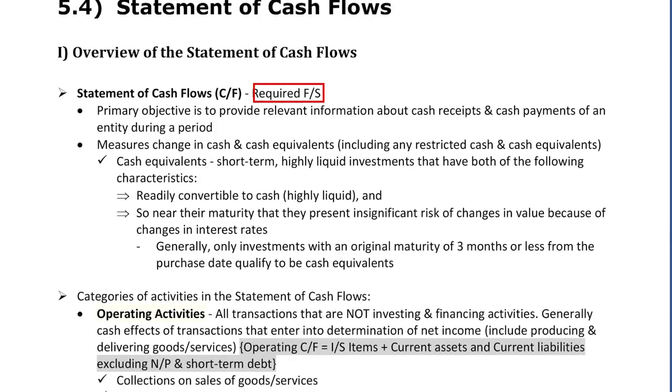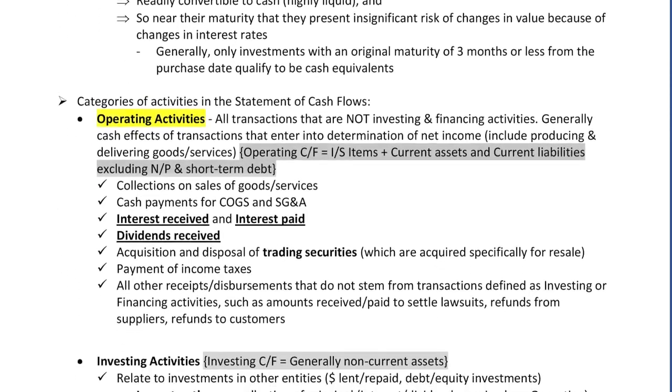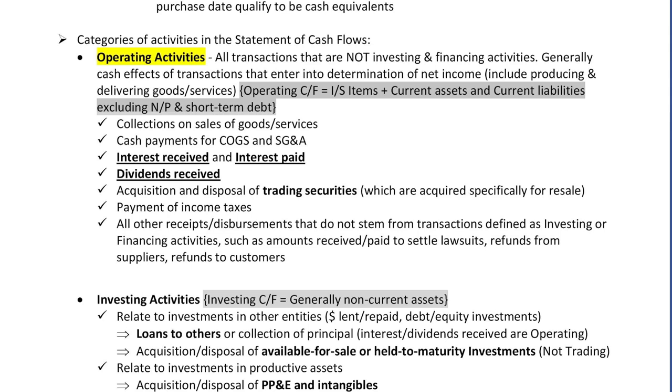First one, highlight operating activities. And this includes collections on sales from customers, cash payments for purchases and for SG&A. The tricky ones here, highlight interest received, highlight dividend received, and highlight interest paid. So even these are operating activities. Now, operating activities also include acquisition and disposal of trading securities, payments for income taxes.